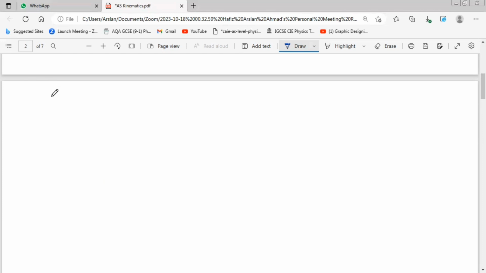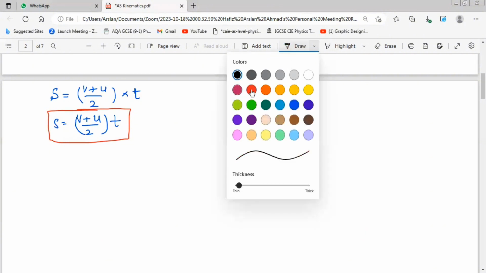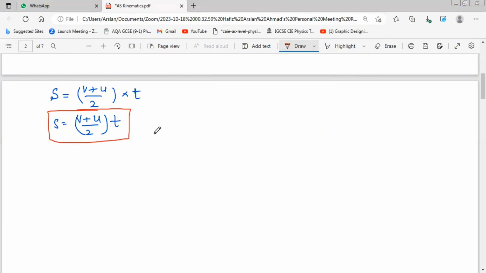We can find the average speed by using s is equal to average speed, which is v plus u divided by 2, multiplied by time, which is t. Now let's go for the third equation. The third equation is new for AS level.